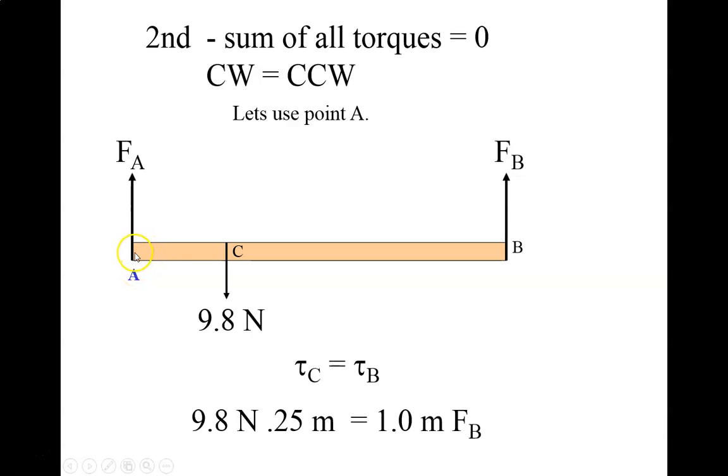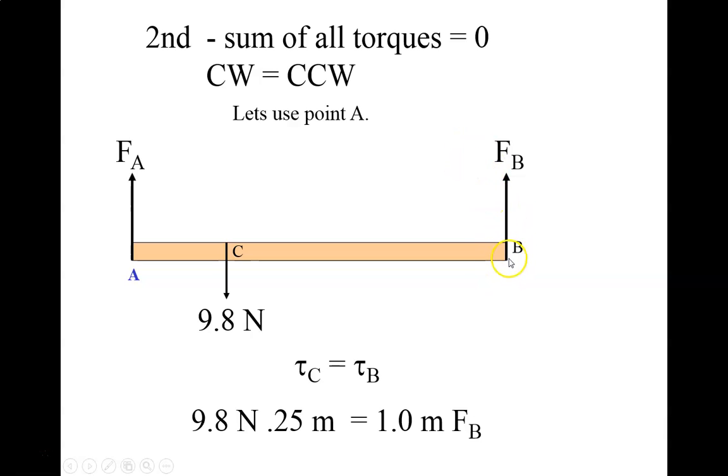But we're going to choose location A, and this is my pivot point. The torques clockwise have to equal my torques counterclockwise. First off, we'll look at force A. Which direction is the torque going to be from force A? Well, if my pivot point is right here, this creates no torque, which means it is not on either side of my equation, which is good because it's an unknown. This 9.8 newtons, if this is my pivot point, is going to be on my clockwise side. So that's going to be 9.8 times 0.25. That has to equal my counterclockwise torque.